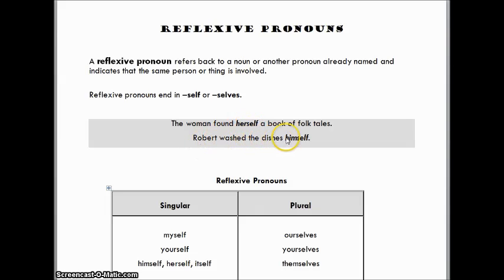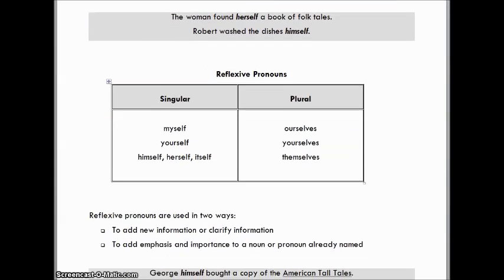Robert washed the dishes himself. In this case, himself is referring to Robert, and we use the self because he's already been named, and we're just emphasizing that he's doing something already in the sentence.